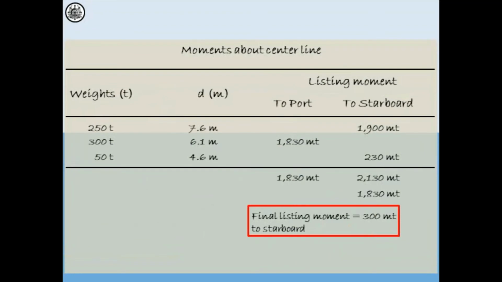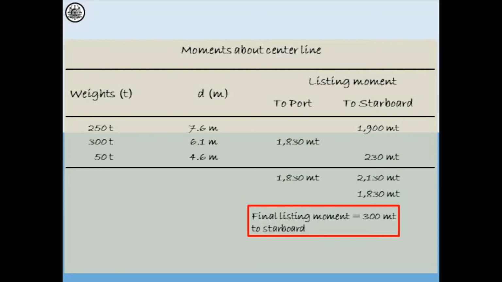Moments about the center line. A detailed information for the loading and unloading condition, for the computation of the final listing moment, and for the final list. A cargo of 250 metric tons multiplied by its distance to starboard, which is equal to 7.6 meters, the result is 1,900 metric tons to starboard.